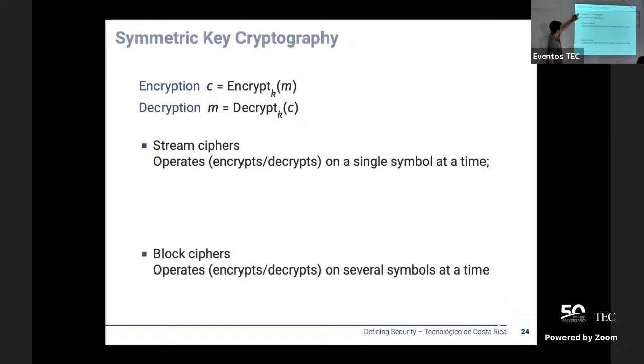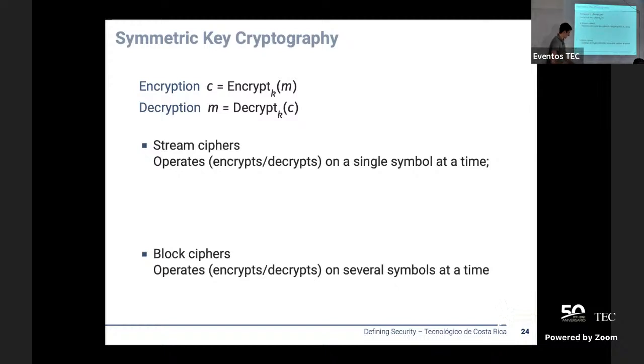So again, let's recall the encryption. We denote with encrypt some message using some key, and for decrypt, we use the same key to recover the message. Basically, for symmetric key crypto, there are two main schemes that we could use, namely stream ciphers and block ciphers. The main difference between the two is that stream ciphers operate over a stream of data, so they encrypt a piece of text character by character. And block ciphers operate over a chunk of characters.